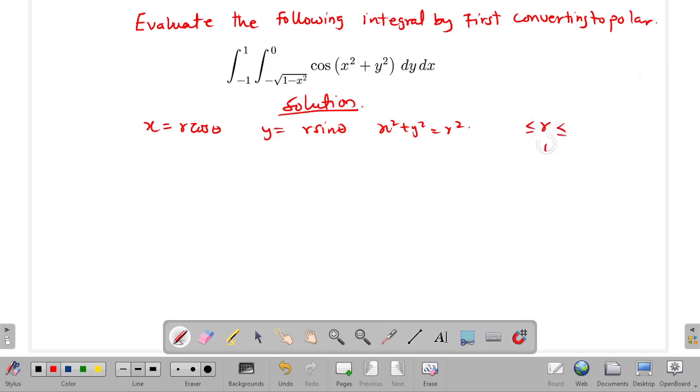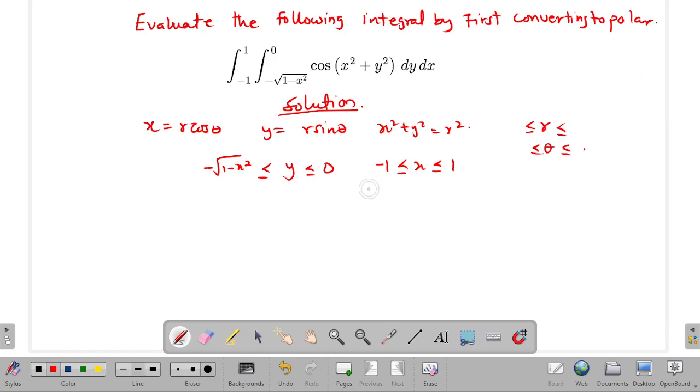Very important. It means we need limits for our r, and then limits for our theta. Now, coming back to the question, before we can convert, we have to write down the original limits given. The inner integral is dy, so y is greater than or equal to negative square root of 1 minus x squared, and less than or equal to 0. Then the outer integral is x, greater than or equal to -1 and less than or equal to 1.